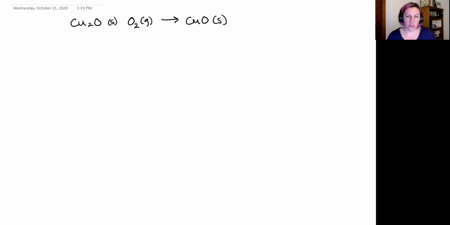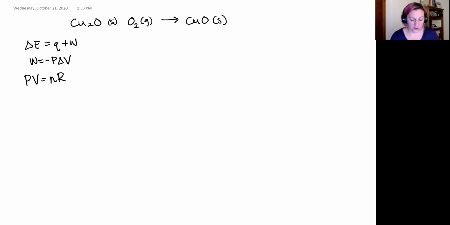I'd like to show an example of how we can incorporate both work and heat into problem solving around internal energy. So remember, our change in energy for our system will be equal to the heat transferred plus the work done to the system. And that work is equal to the negative of our pressure times the change in volume. And pressure times volume is equal to the number of moles times the ideal gas constant times temperature.